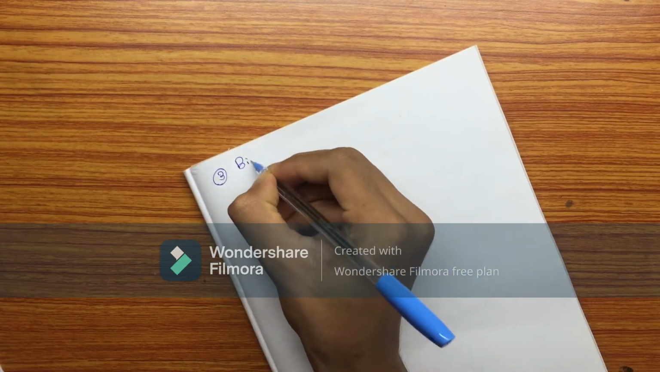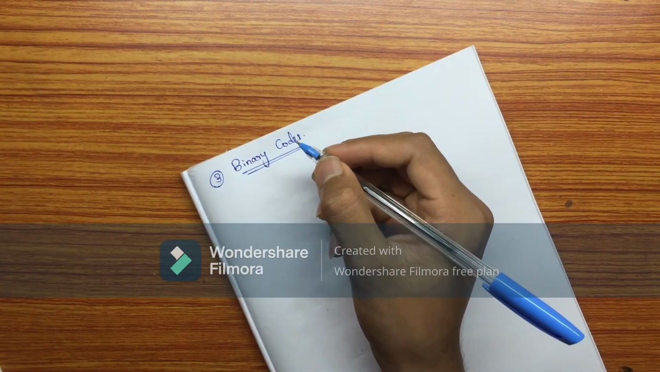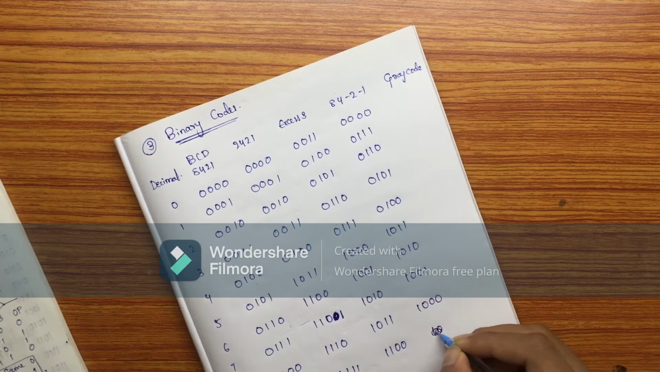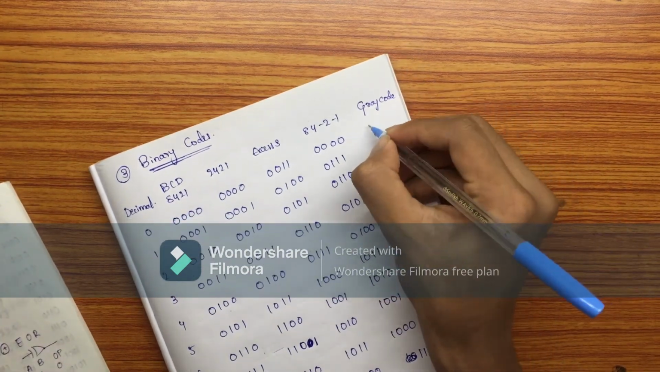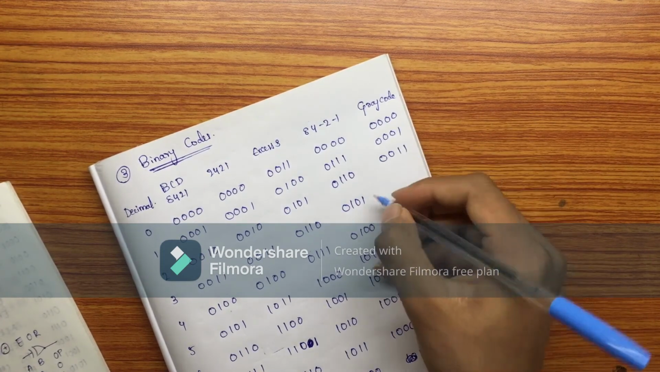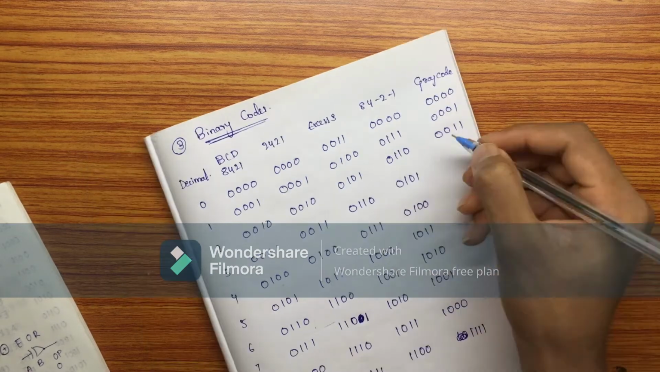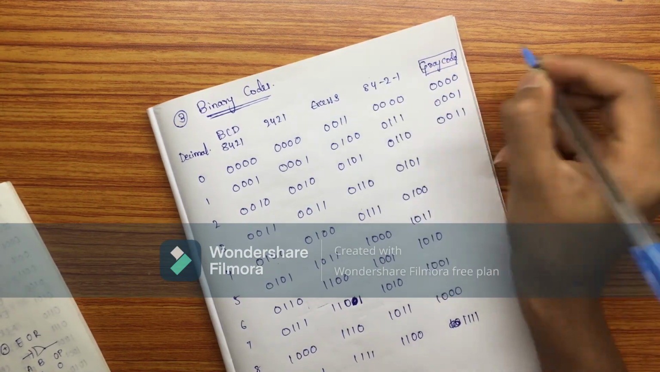Then binary codes. So I'll tell you this in the next page. It is a very important code, gray code.